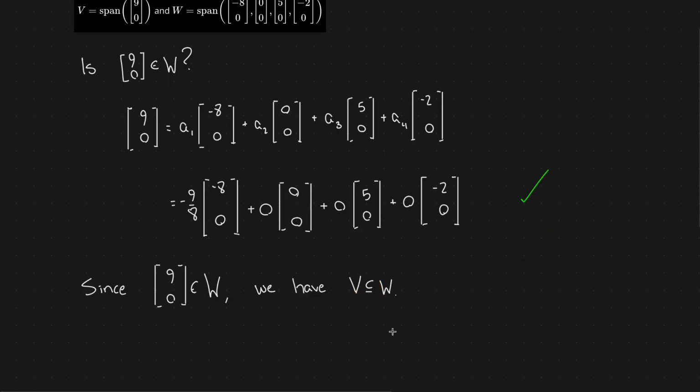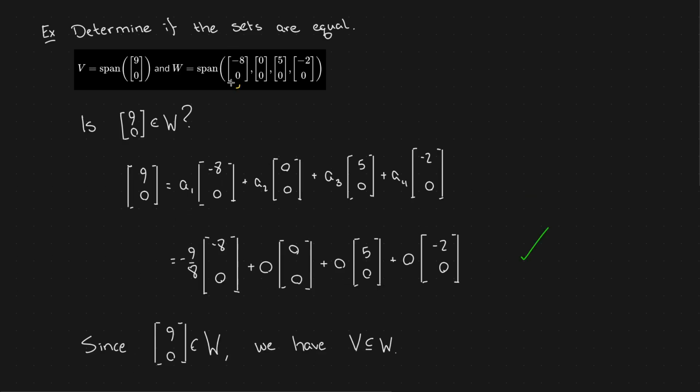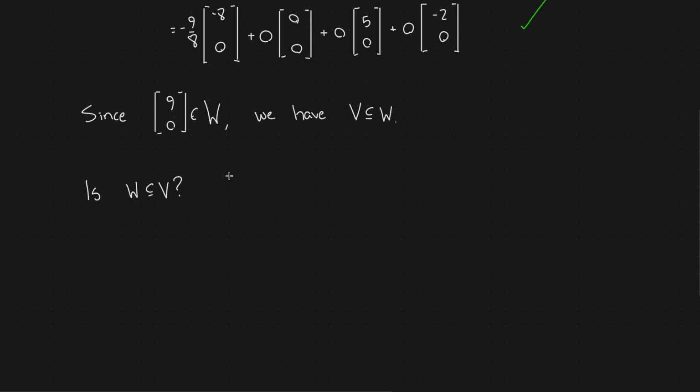Is it going the other direction? Okay. Is W also a subset of V? In order for that to happen, each one of these vectors must be a linear combination of this vector. It must be in this span. Okay, so let's check them one by one. So negative 8, 0, can we express that as some scalar times vector 9, 0?